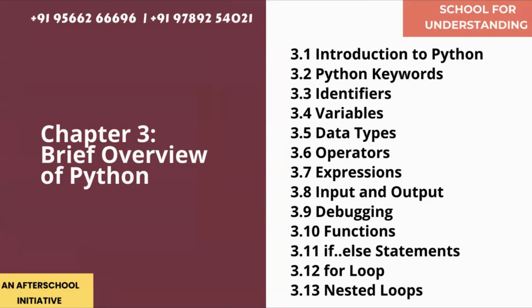This chapter introduces you to programming with Python. The sections are Introduction to Python, Python Keywords, followed by Identifiers, then Variables. Next, we'll be learning Data Types, then Operators, followed by Expressions, and then Input and Output.